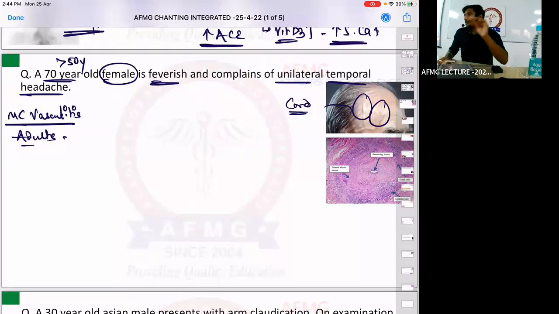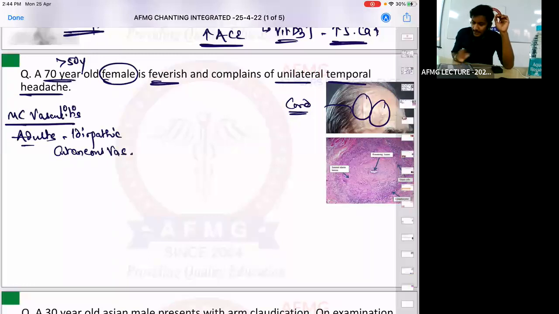If GCA is the second option and idiopathic cutaneous vasculitis is also there, then mark idiopathic cutaneous vasculitis as the first choice. Okay? Most common vasculitis in adults is idiopathic cutaneous vasculitis, followed by giant cell arteritis. No issues with this. Most common vasculitis in children, if they ask you, is HSP, Henoch-Schönlein purpura.